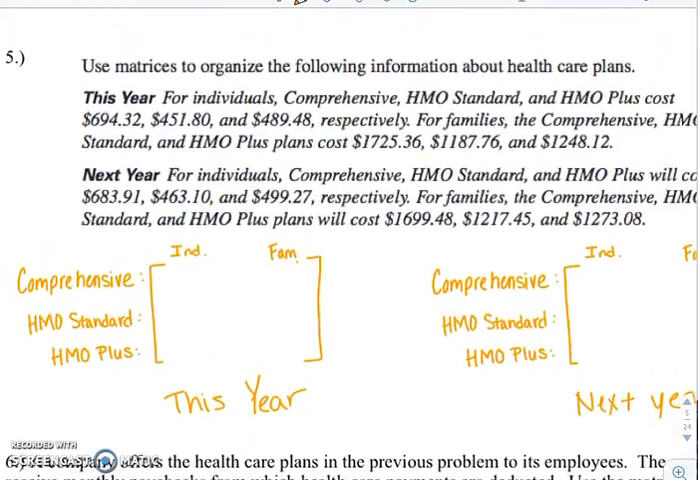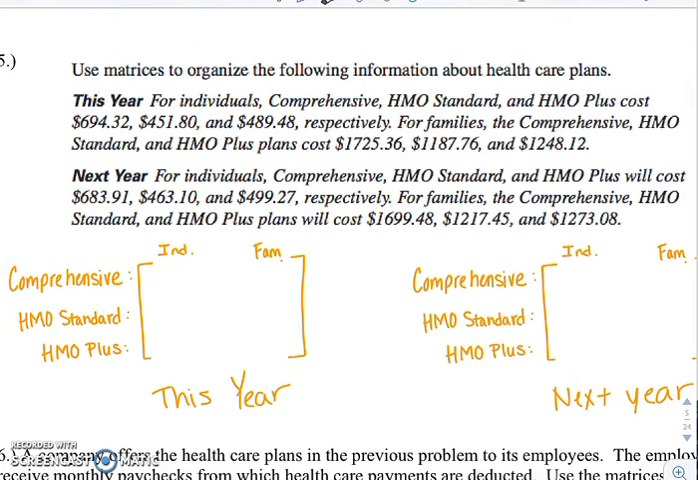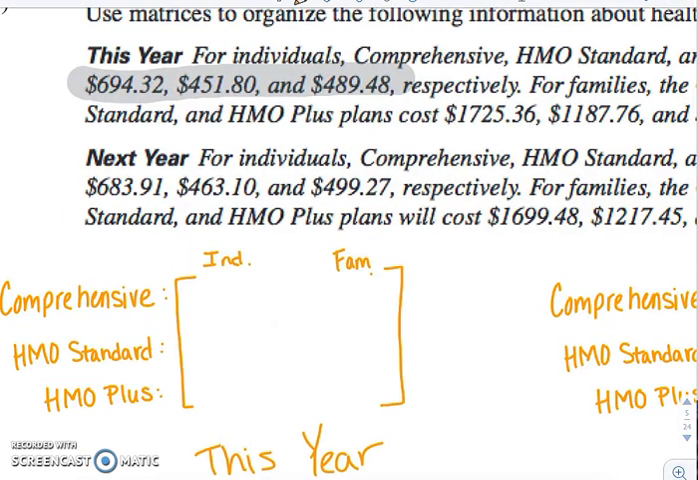So for this year, for individuals, it gives us the comprehensive, the HMO standard, and the HMO plus. So for individuals, that's what's going to go right in this column, the individual column. So I'm going to take a minute and fill out both of these matrices for both the families and individuals, this year and next year. You can also take a minute to fill them out if you'd like.